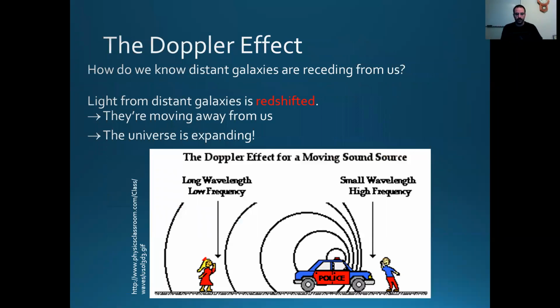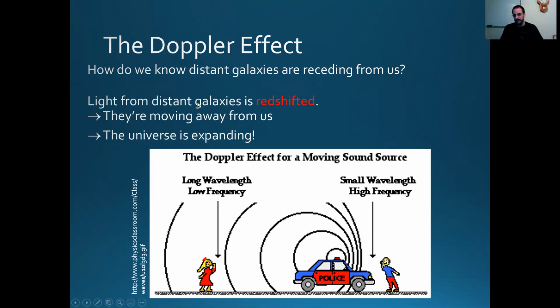So very quickly, the Doppler effect. Here's a police car. If the car is coming towards you, the waves that are coming out get pushed together. So the siren appears to have a higher pitch, or in the case of light, it would be shifted to blue. If the police car is moving away from you, then the sound is shifted to a lower pitch because the waves are stretched out, or in the case of light, we would say red.